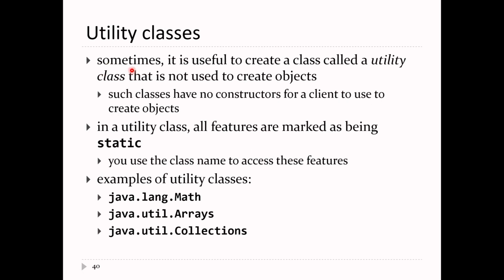Every once in a while, so very occasionally, it's useful to create a class that is not used to make objects. In other words, it's useful to make a class that doesn't have a constructor. These things are called utility classes. So these classes have no constructor. Therefore, you can't make objects of that type. Everything in these classes is marked as being static. If it has fields, they're all static. All of the methods are static. All of the features in the class will be marked as being static. So you always use the name of the class to access the features of the class. The standard library is very large. It only has a handful of these classes. So Math is one of these classes, Arrays is one of these classes, and Collections is one of these classes. There aren't very many utility classes in the standard library.